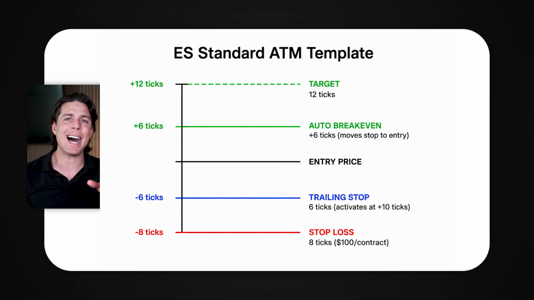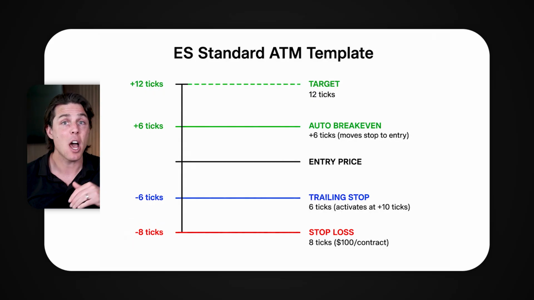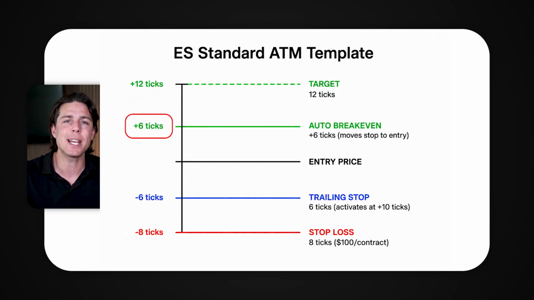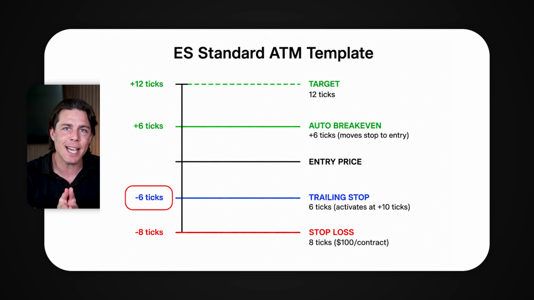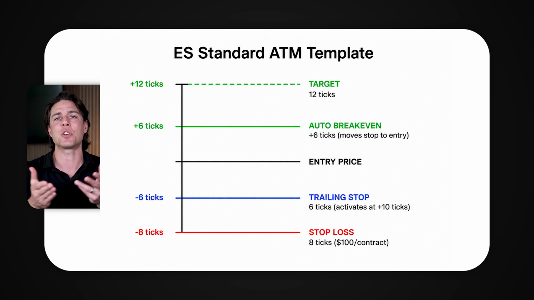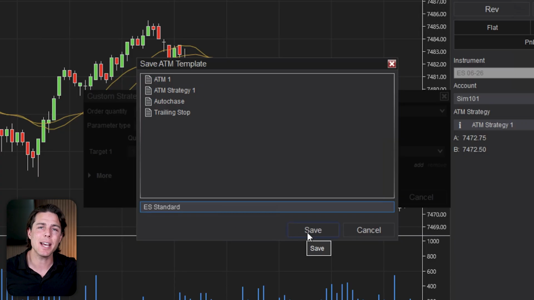Here's a practical example. For a standard ES trade, I'd set a stop at 8 ticks, a profit target at 12 ticks, auto break even at +6 ticks, and a 6-tick trailing stop that activates after +10. Save that as a template called ES Standard. Every trade deploys with those exact rules.